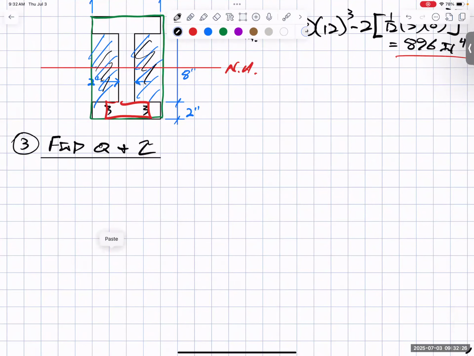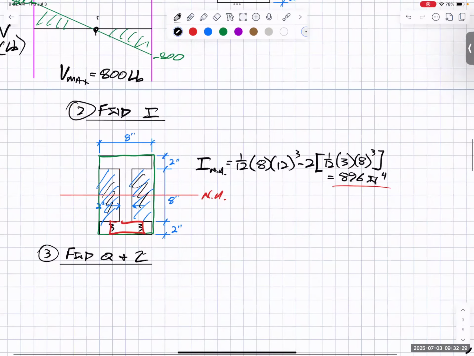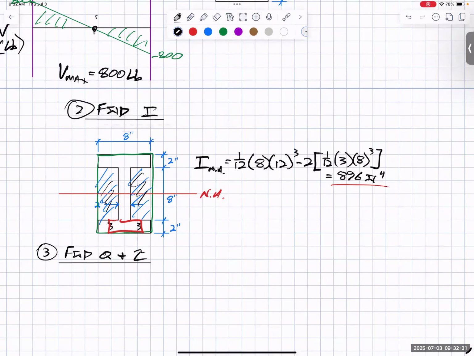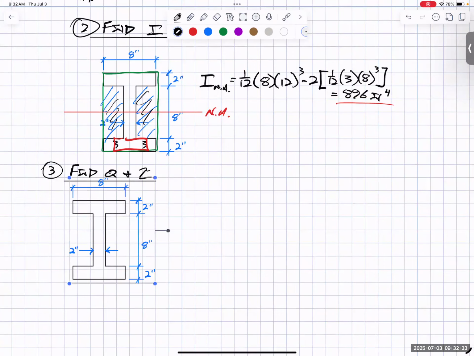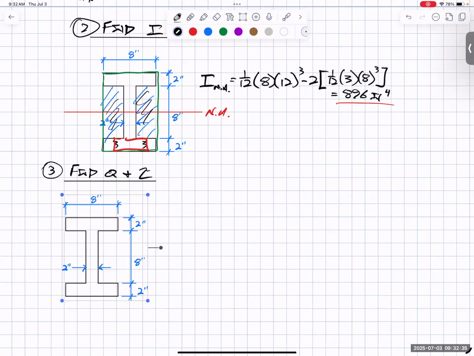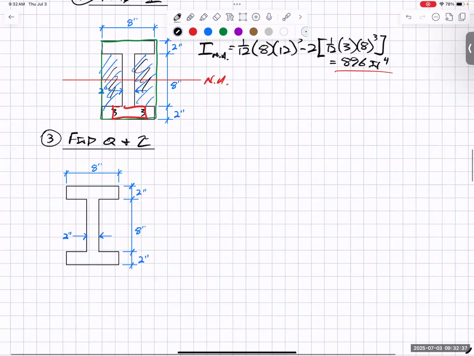So let's take a look at, how do I do this? Let's see if this is going to work for me. Paste. Oh, good, it did work. All right, let's take a look at this cross section again, and let's look at the neutral axis.